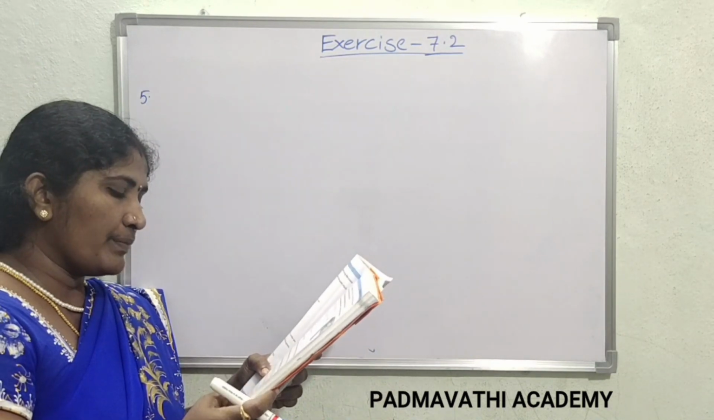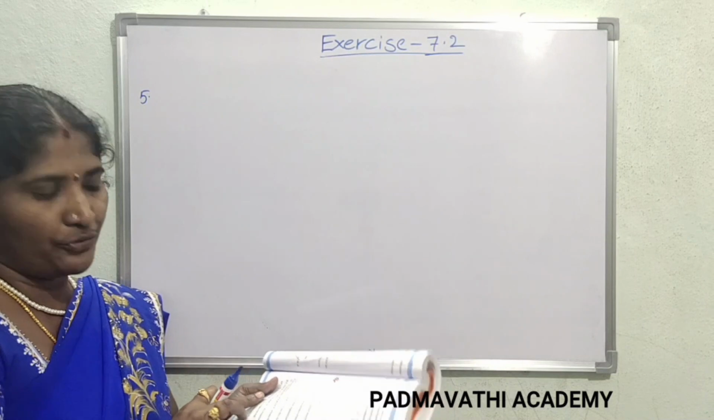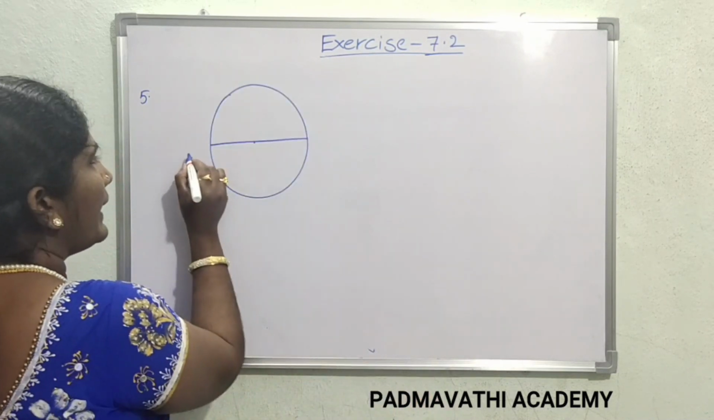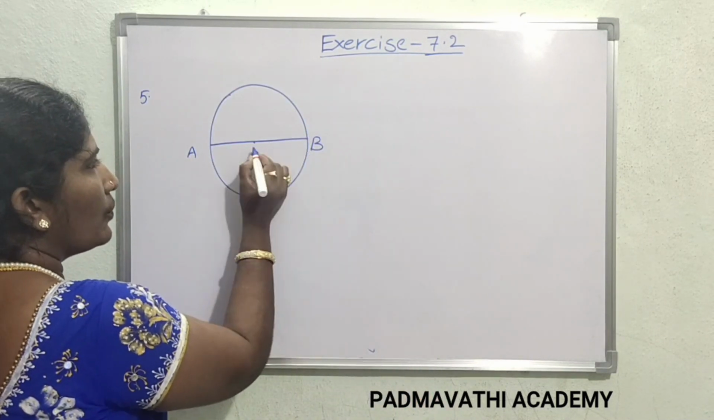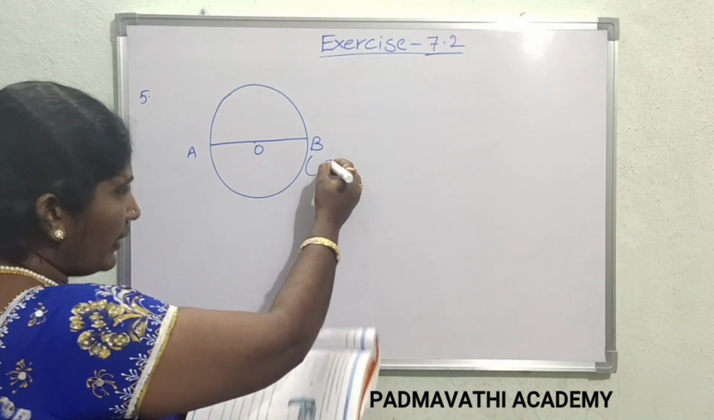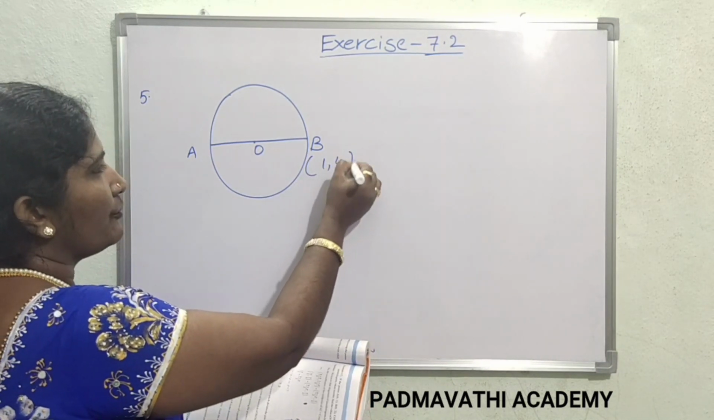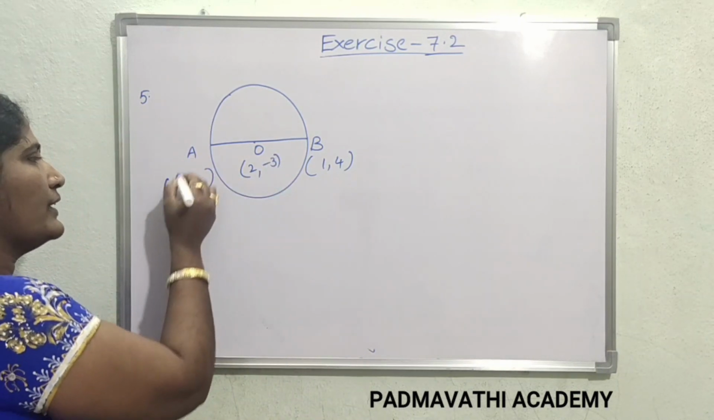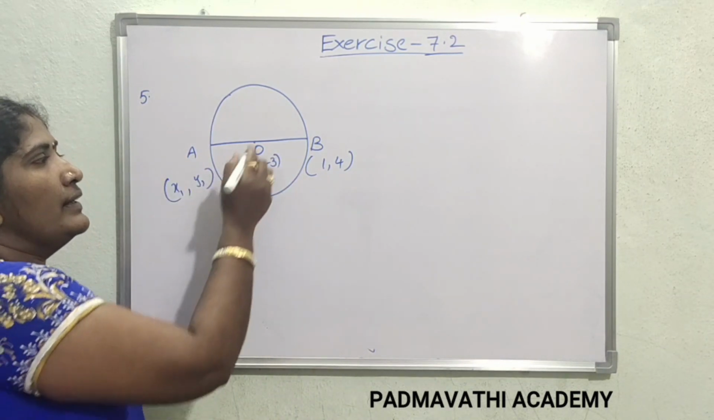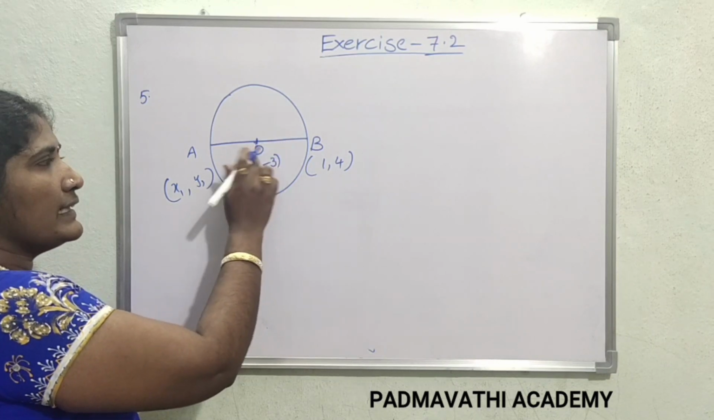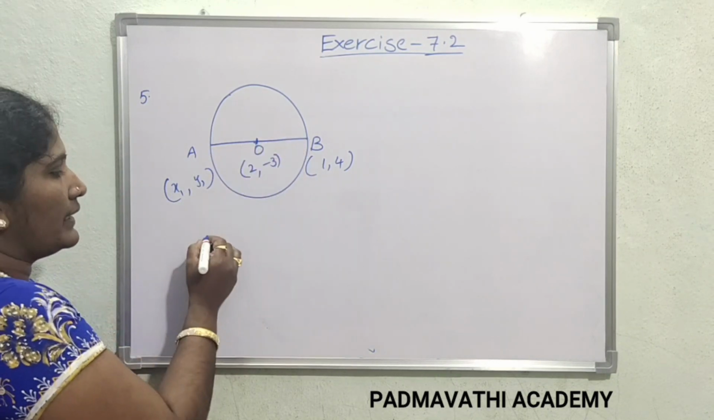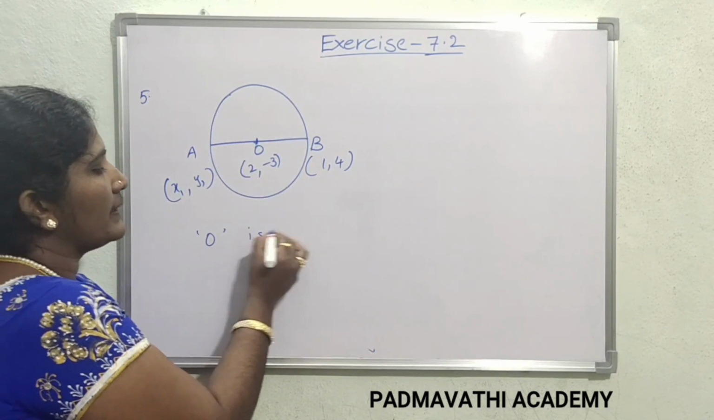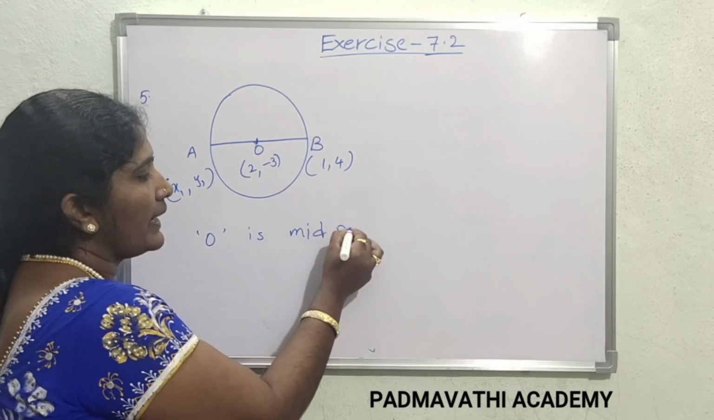Next, fifth problem. One point and center they gave. We have to find out a second point. AB is diameter. O is the center of the circle. B is 1, 4 and the center is 2, minus 3. Now we have to find out coordinates of A. By observing here, center is the midpoint of the diameter. So O is the midpoint of AB.